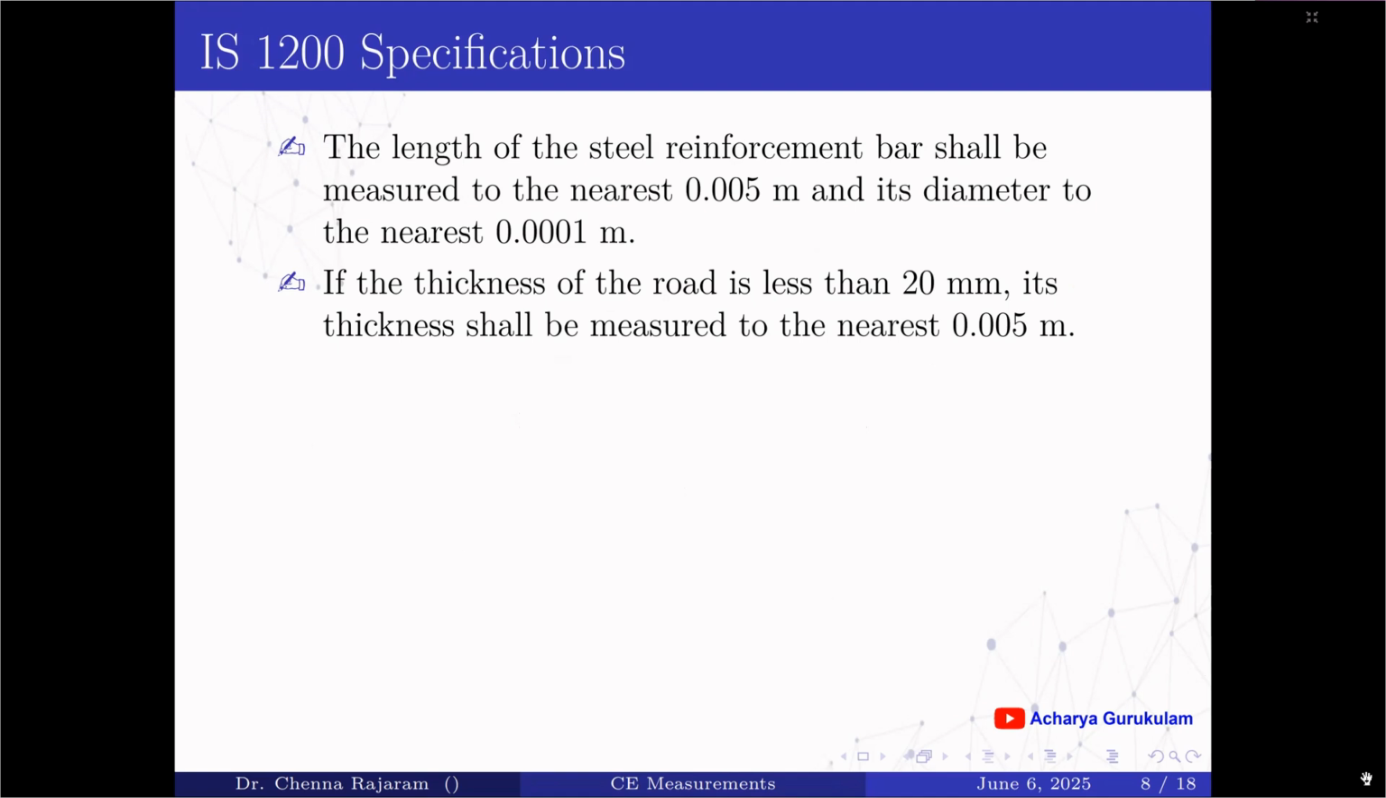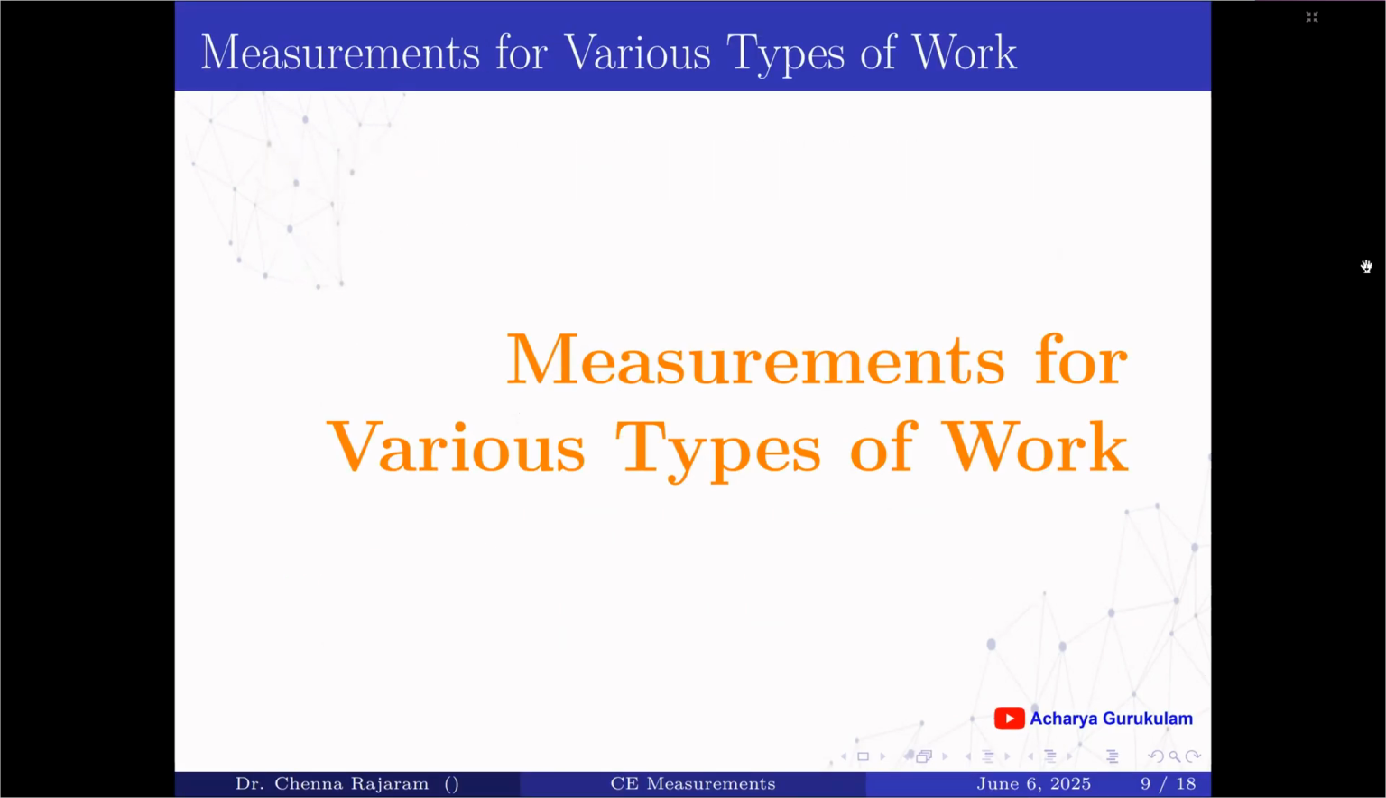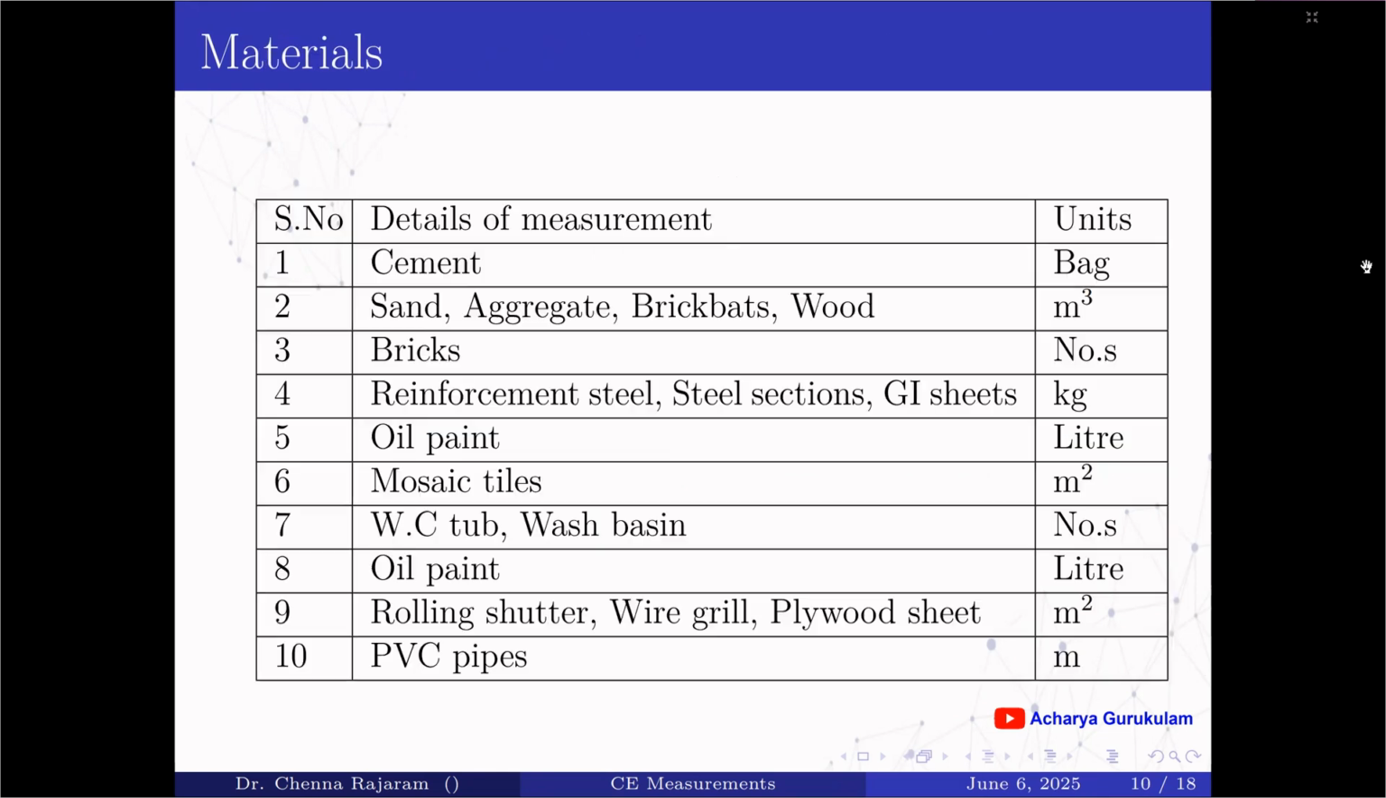The length of the steel reinforcement bar shall be measured to the nearest 0.005 meter and its diameter to the nearest 0.0001 meter. If the thickness of the road is less than 20 mm, its thickness shall be measured to the nearest 0.005 meter. It means the dimensions shall be measured to the nearest 0.01 meter, meaning whatever dimensions we measure, the least value of the dimension is 0.01 meter. The measurements for various types of works we'll discuss in the subsequent slides.